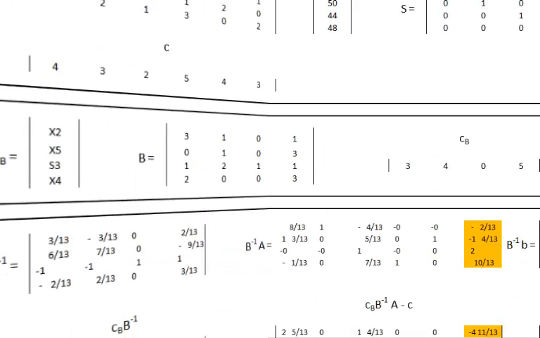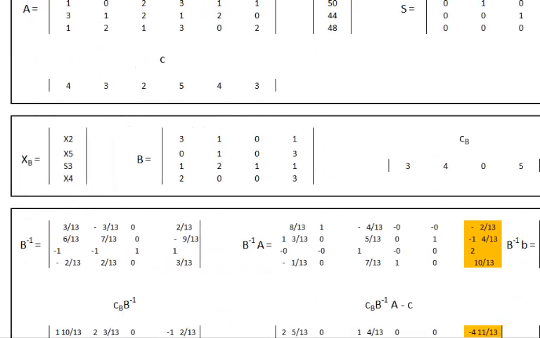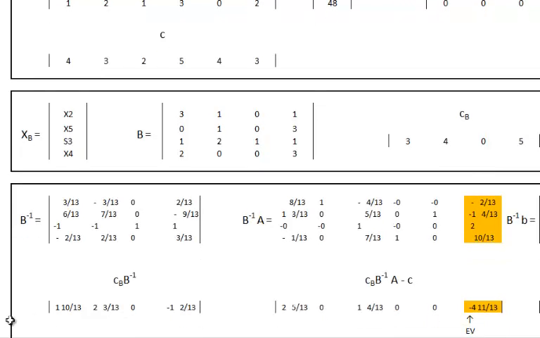As it is leaving the basis, we are forming our new basis. This new basis now is x2, x5, s3, and x4. Based on that, we will set the b, we will set the cb, and perform the operation. We will also calculate the values of CBB inverse and CBB inverse A minus C.